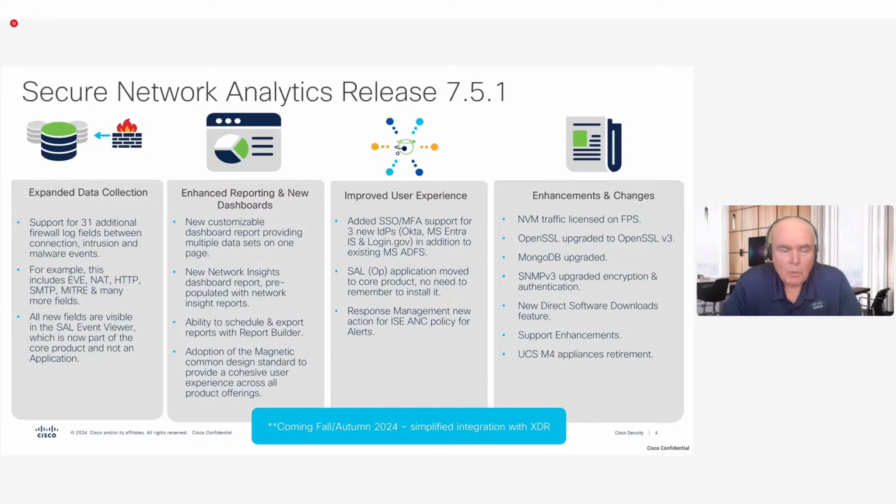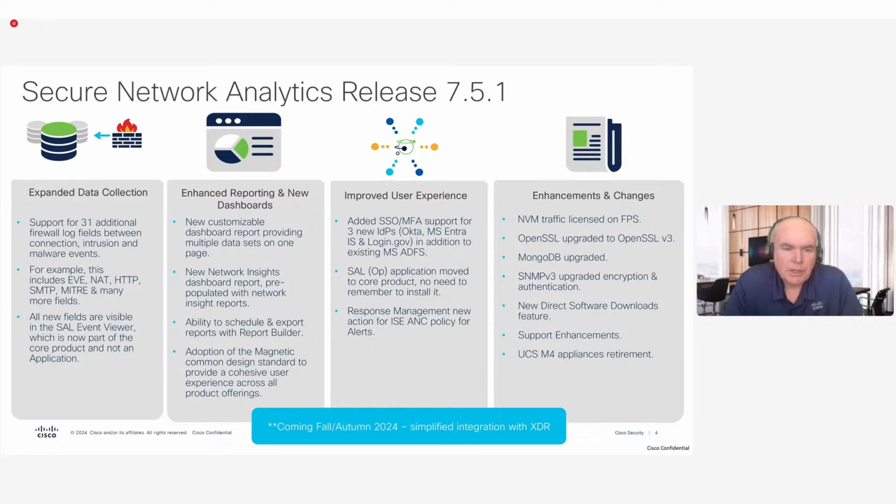So what we're looking at here is the expanded data collection. In 7.5.1, one of the main key features is support for an additional 31 firewall log fields. That's connection, intrusion, and malware events. And like I said, I've got a slide showing you exactly what those 31 fields are, so you can see what we're doing with that.